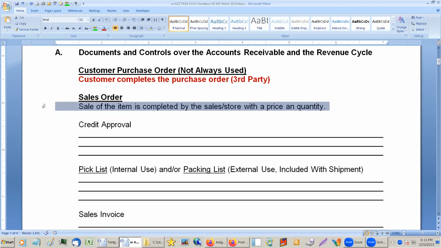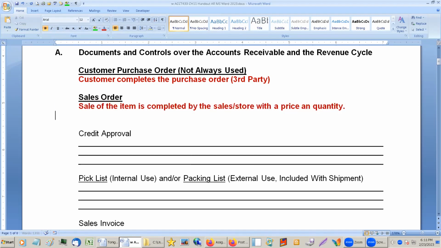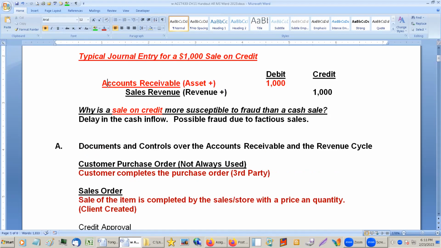All right, sales item is completed by the sales store with a present quantity. Now this is a client generated document. Yeah, just by saying created. So notice there's no purchase order and there's a sales order. They could make a fake sales order.